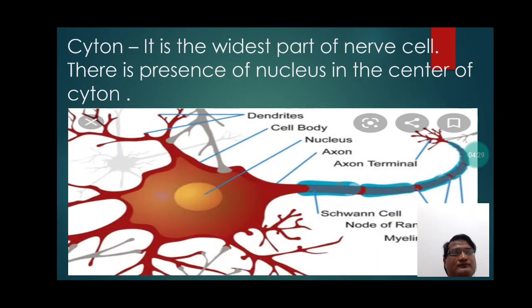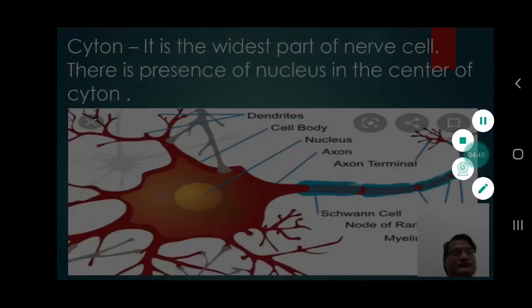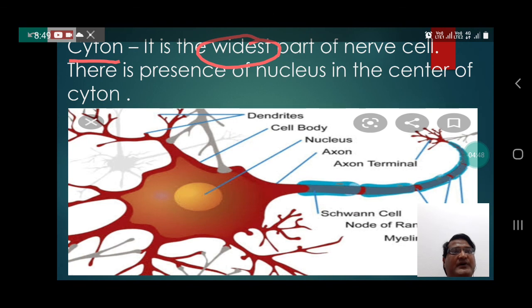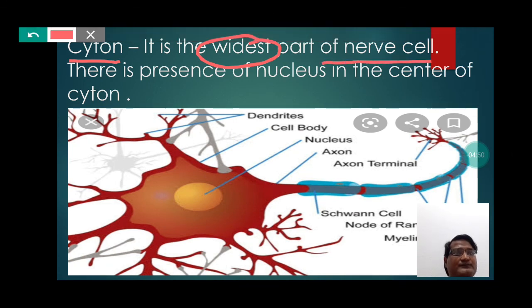Cyton. It is the widest part of nerve cell. There is presence of nucleus in the center of cyton. So students, cyton actually is the widest part of nerve cell, and in the cyton you can also find the nucleus which actually remains located in the center of the cyton.